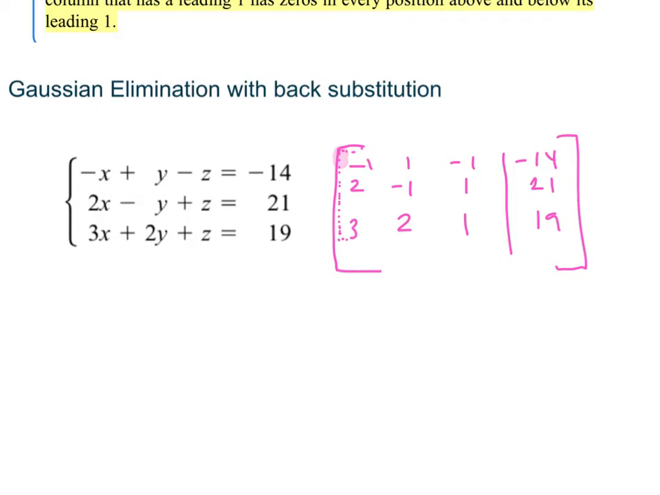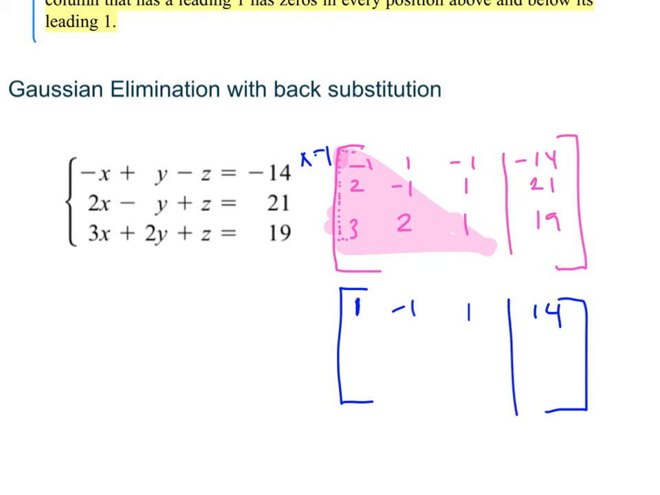So our goal is to get a diagonal of 1s and 0s underneath. What do you think we have to do to the first row to get that top left number to be 1? It's already negative 1. What do we have to do to it? Multiply by negative 1, because that would give us a positive 1. So we're multiplying the whole first row by negative 1. So it becomes 1, negative 1, 1, and 14. Perfect.